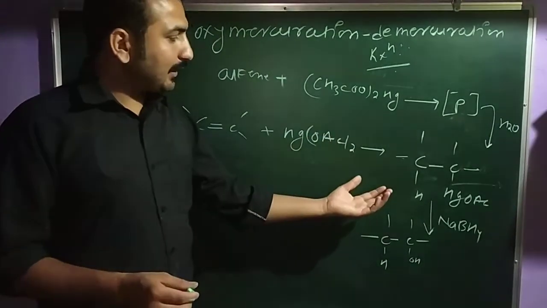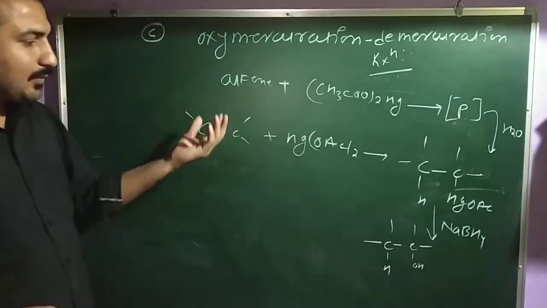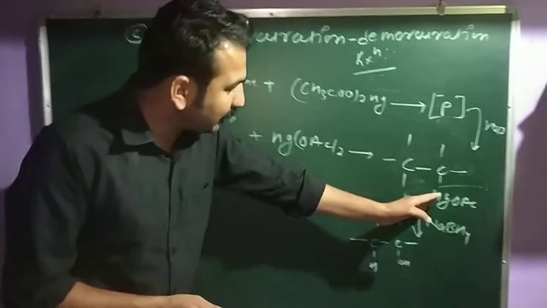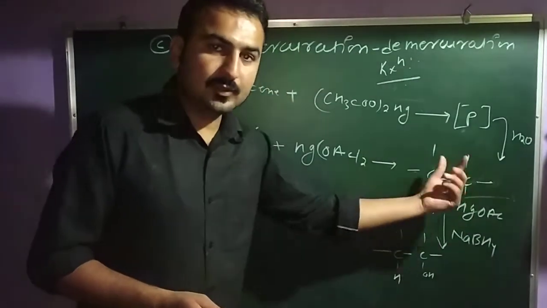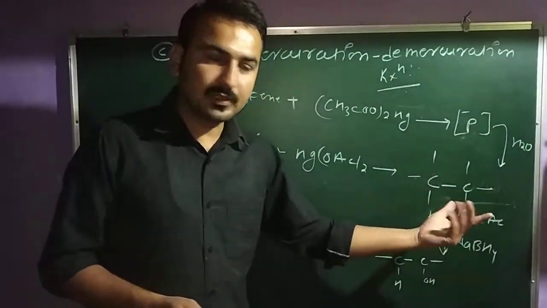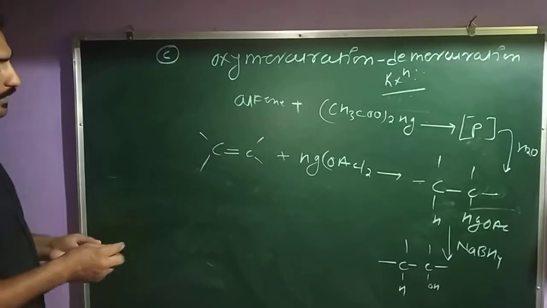So again we will try to see which kind of addition it is, because here it is not very clear whether the addition is anti or Markovnikov. Clear? So we will take one example.